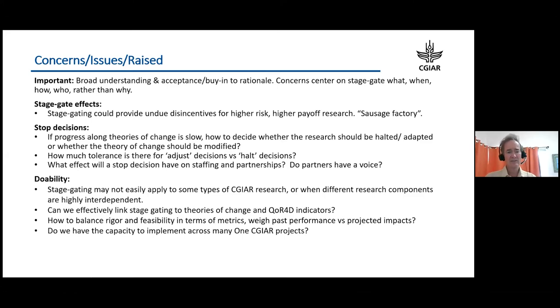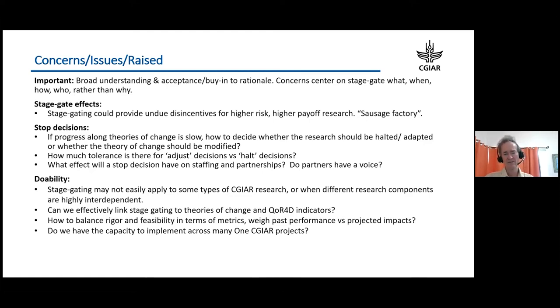The decisions themselves. So I guess this is one of the age-old challenges. So if we go through stage gating and find that, well, progress is kind of slow, does that mean our research should be halted or adapted, or does that mean our theory of change was kind of wrong from the beginning? We need to modify that. That's always a challenging area. How much tolerance is there really for adjust decisions versus halt decisions?